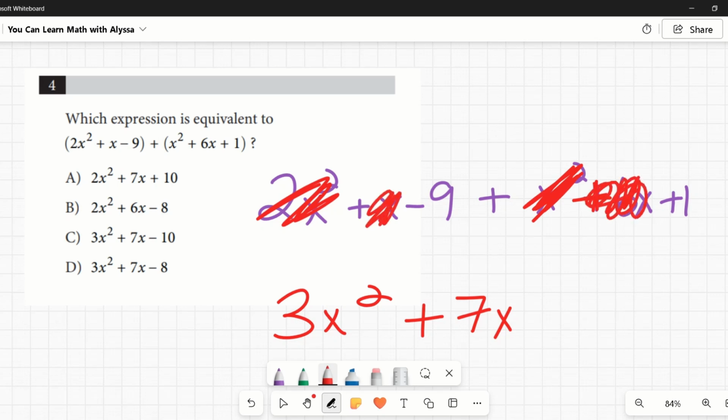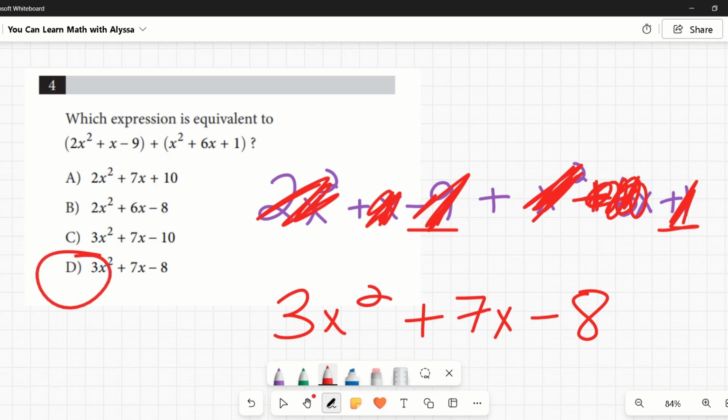Those are donezo. And then last but not least, I have this constant -9. I have a constant +1. -9 plus 1 is -8. And I'm just going to double check. I've marked everything out. I've combined all the like terms. I haven't missed anything. So my final answer is 3x squared plus 7x minus 8, which is D.